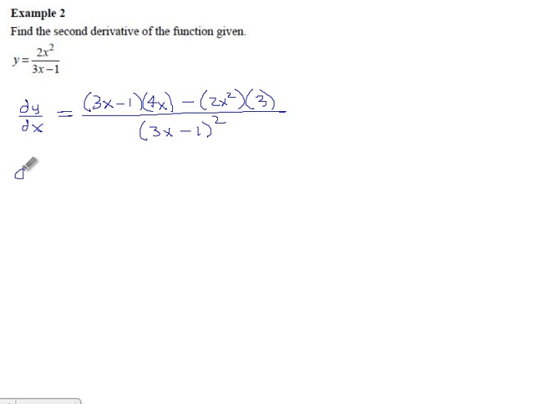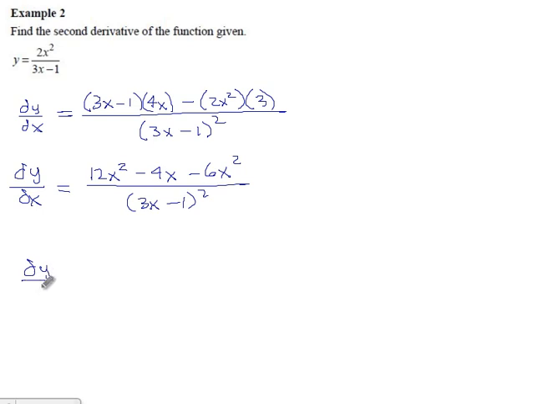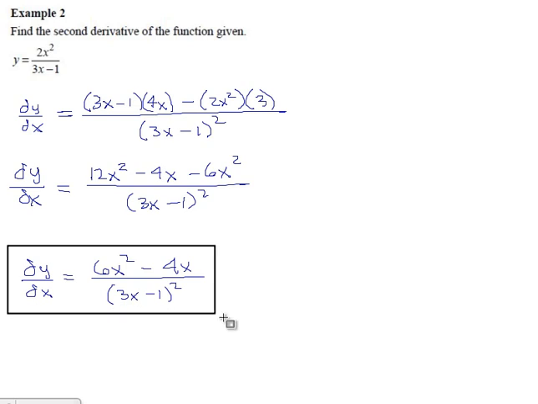Now let's get that spiffed up. I'm going to expand the numerator and collect like terms as much as I can. We get 12x squared minus 4x and minus 6x squared, all over the same thing as before. So our finished first derivative is 6x squared minus 4x all over 3x minus 1 all squared. That's a perfectly decent place to stop for our first derivative.